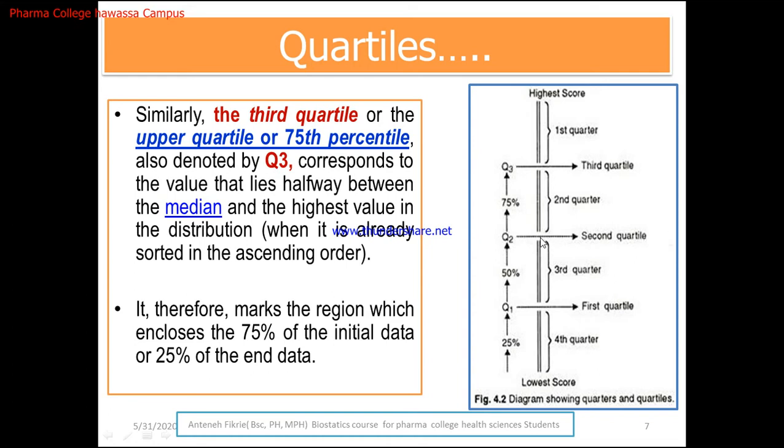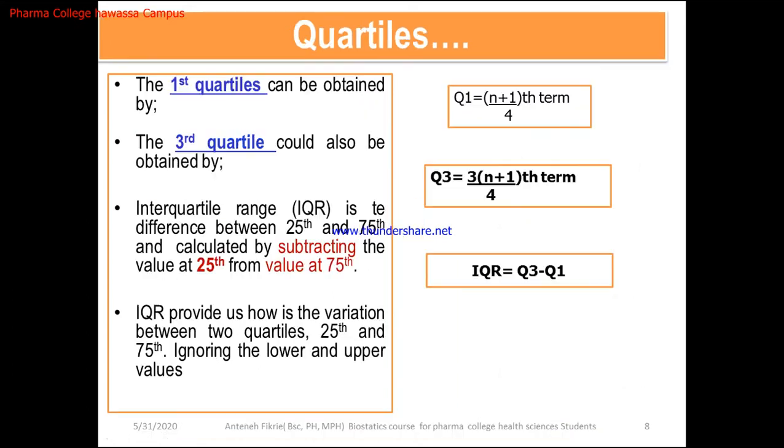So the value which is found between the second quartile and the highest value is the third quartile, and here there is the second quartile. A value which can be found between the second quartile and the lowest 25% of the data distribution is called the first quartile. So how can we obtain the quartiles from a given data set?